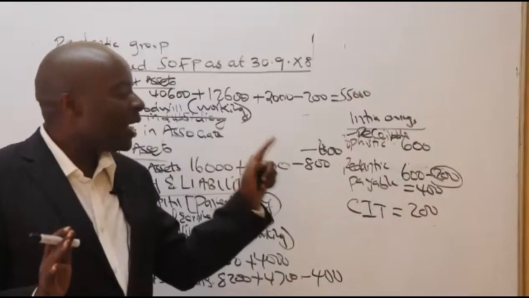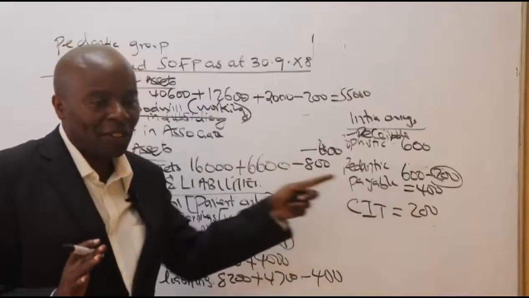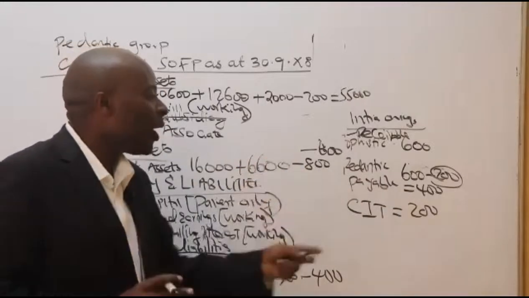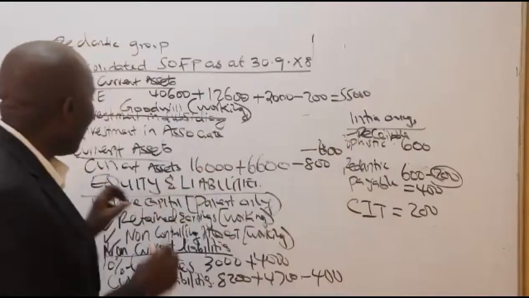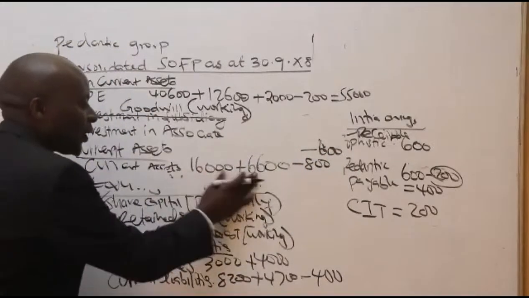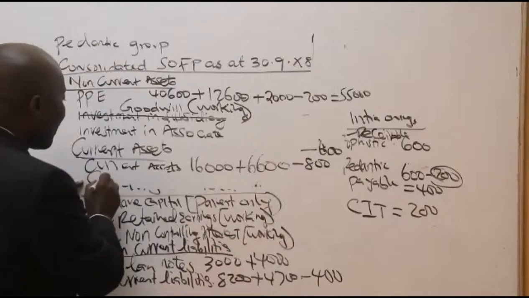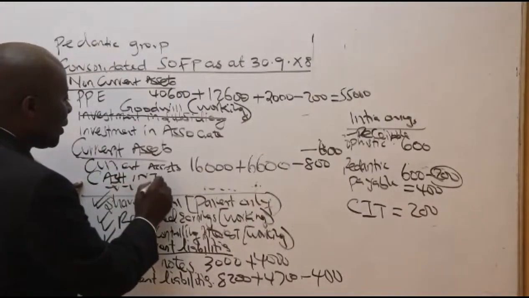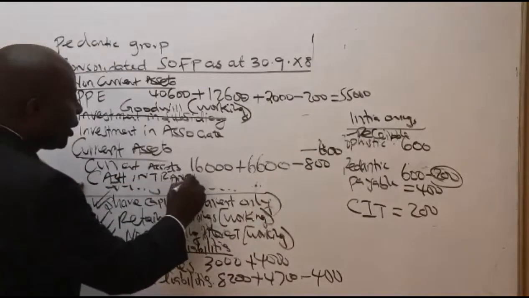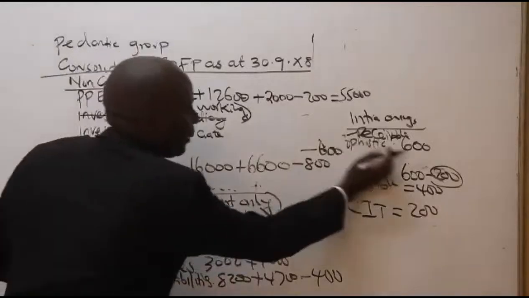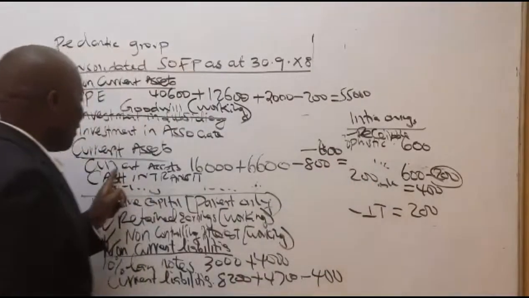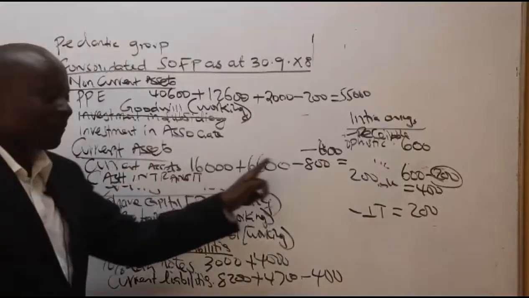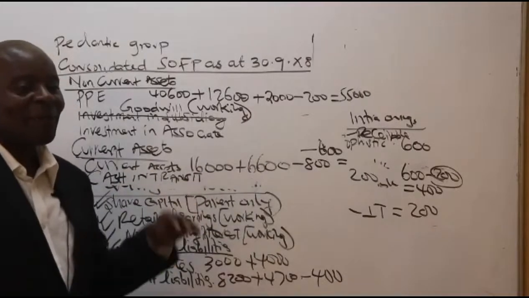Yes. Now then, the cash in transit is a current asset. This cash in transit can be handled two ways. Either you add the cash in transit here, or, as we prefer, you give cash in transit its own line. So let me get the figure for cash in transit.